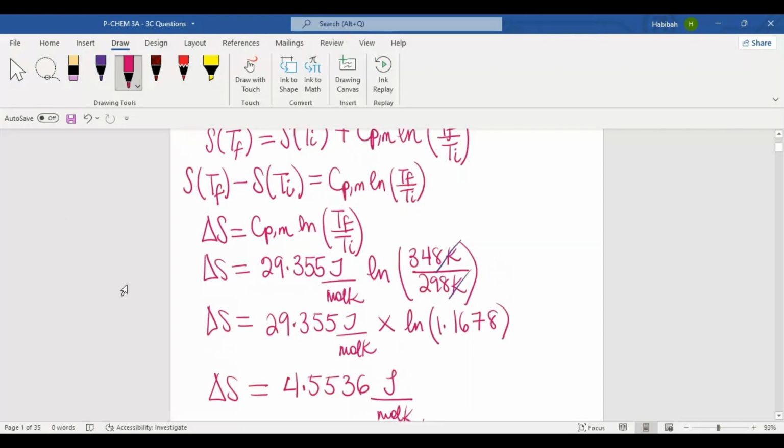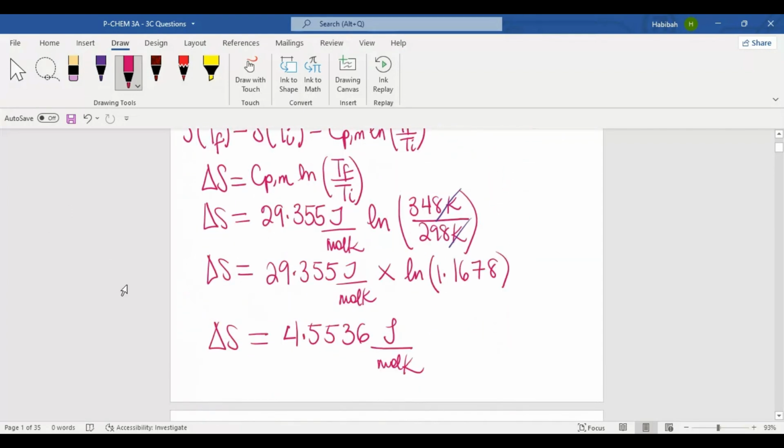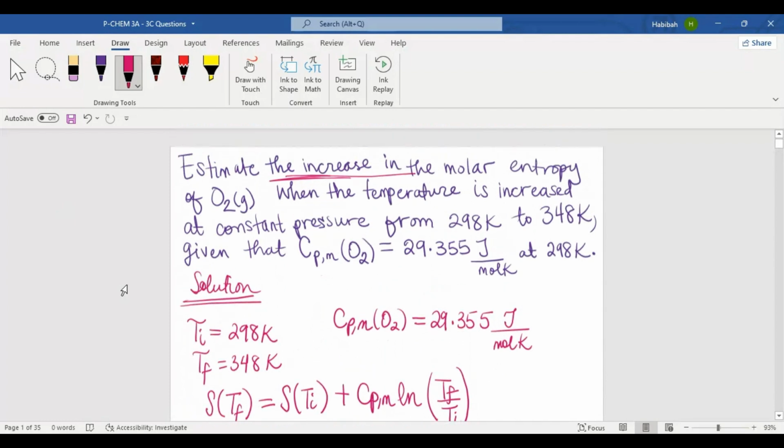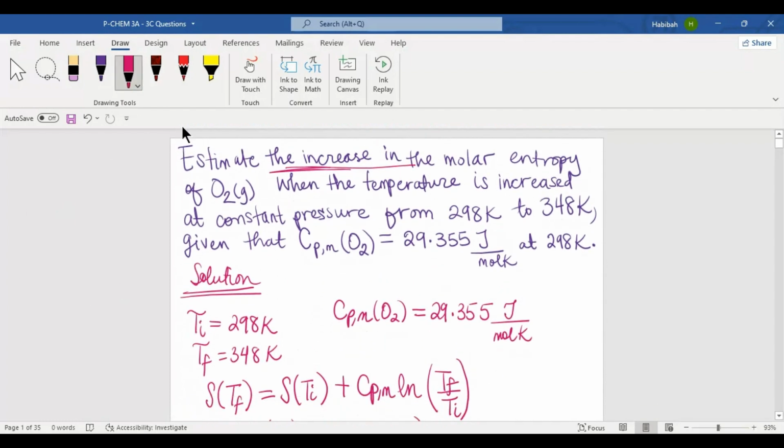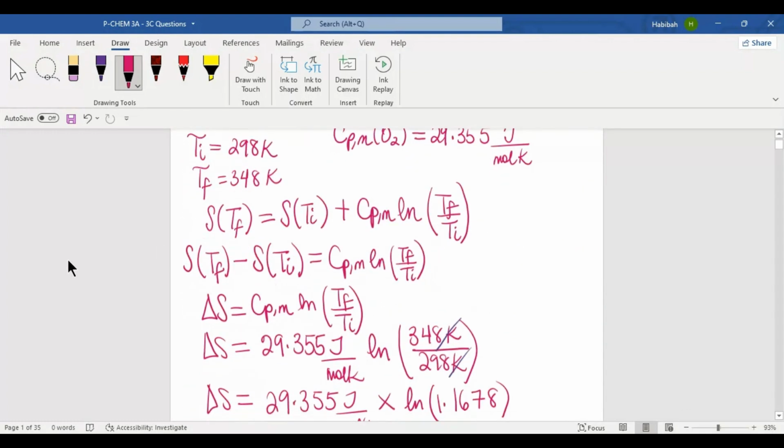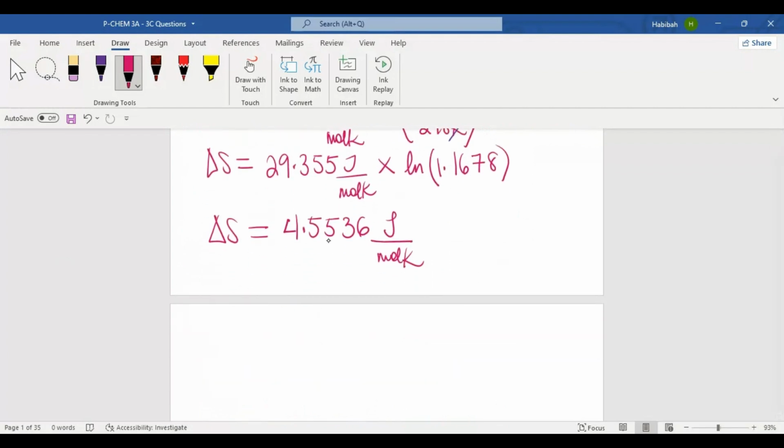Now, I wanted to mention that we've gotten our answer, thankfully, but we have to go back because we're dealing with chemistry. We have to see the lowest number of sig figs that we're given in order to pick this final answer. We have 3 sig figs for 298, 348 also has 3 sig figs, and the heat capacity has 5 sig figs. So we're going to approximate our answer to 3 sig figs. Having that, we have our change in S to be plus 4.55 joule per mole Kelvin.